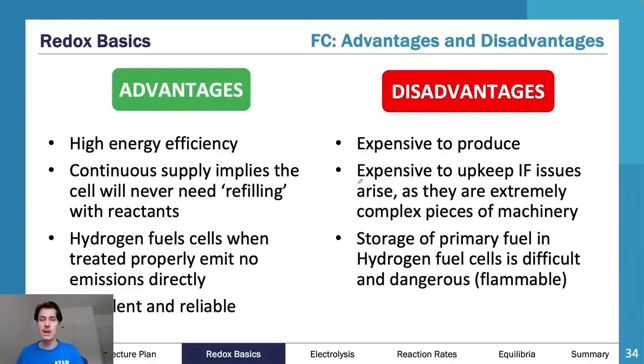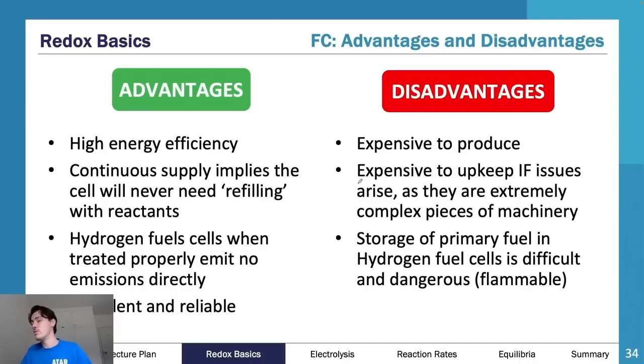So as you can see here, fuel cells have a really high energy efficiency. As I tried to briefly discuss earlier, fuel cells get a lot more usable energy out of a fuel. They're something like 80% efficient, I think. I don't know the exact value off the top of my head, but they're very, very efficient compared to general combustion.